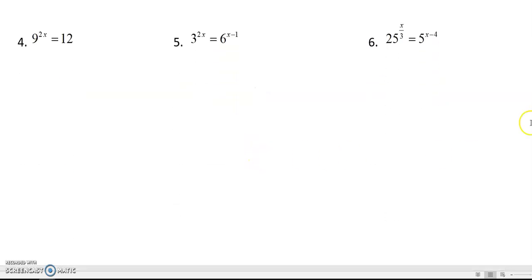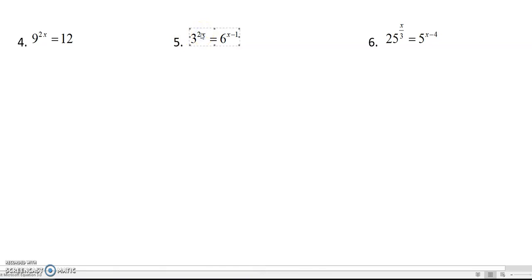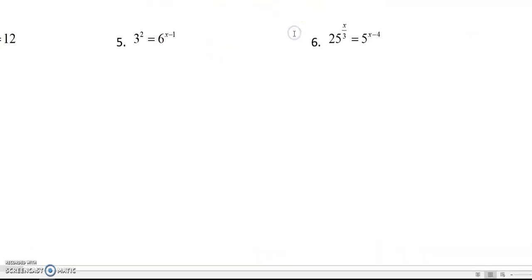Alright, when you can't get like bases, we're going to look at number 4 and 5. When you cannot get like bases, then you need to take either the log of both sides or write it in log form. Alright, now we're not going to do number 5. I'll probably change that. Let's just change that to 2 instead of 2x. Okay? Alright.